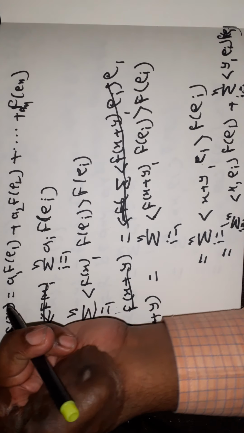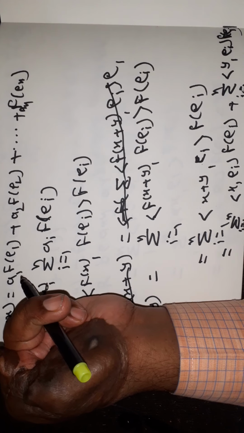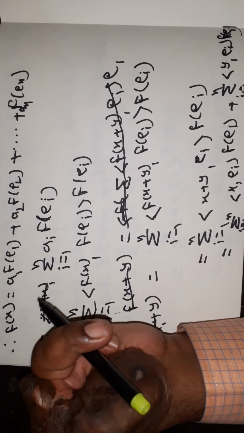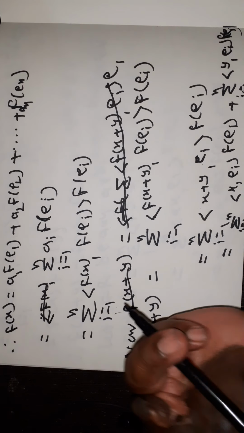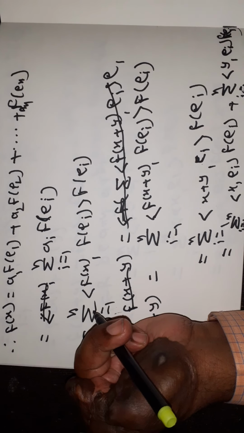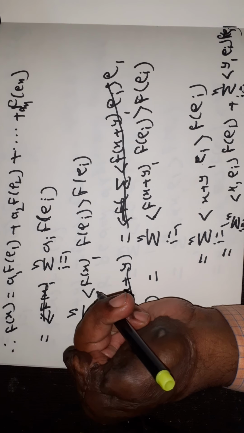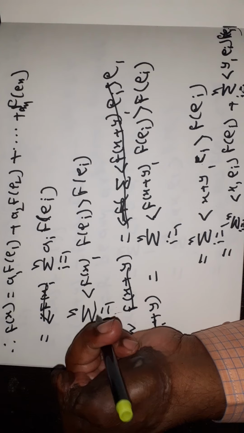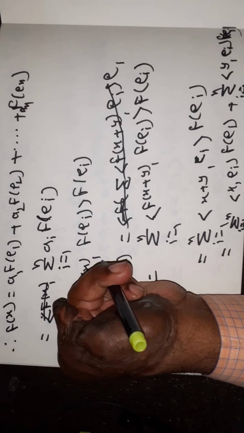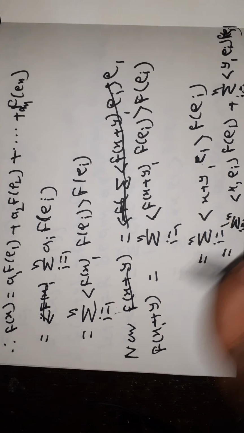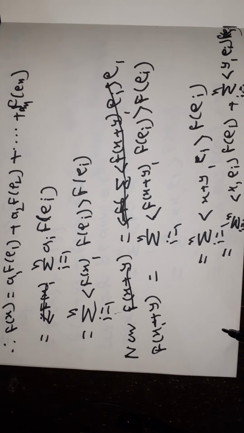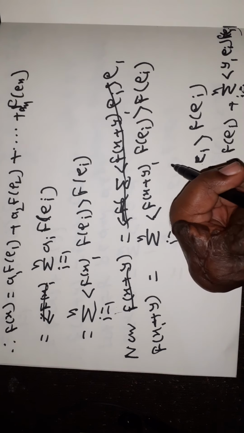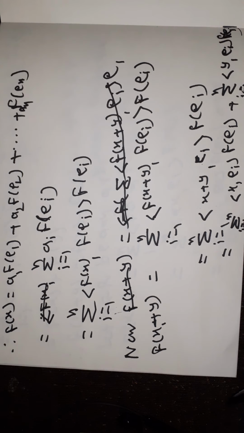Therefore now f(x) is equal to a1 f(e1) plus a2 f(e2) plus ... plus an f(en), which is equal to sum ai f(ei), i goes from 1 to n. Since ai is equal to the inner product of f(x) and f(ei), f(x) is equal to the sum of the inner product of f(x) and f(ei) times f(ei), i goes from 1 to n. Now f(x+y) is equal to the sum of the inner product of f(x+y) and f(ei) times f(ei), i goes from 1 to n.